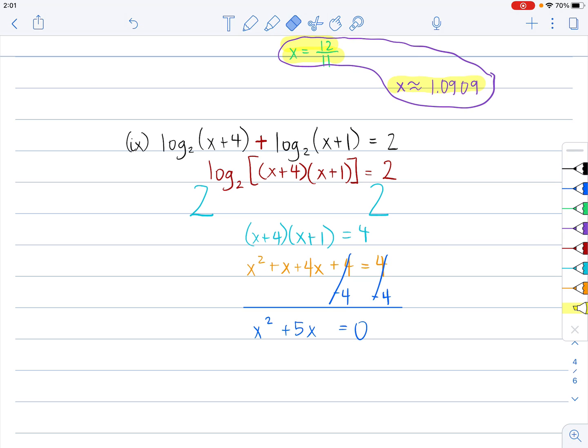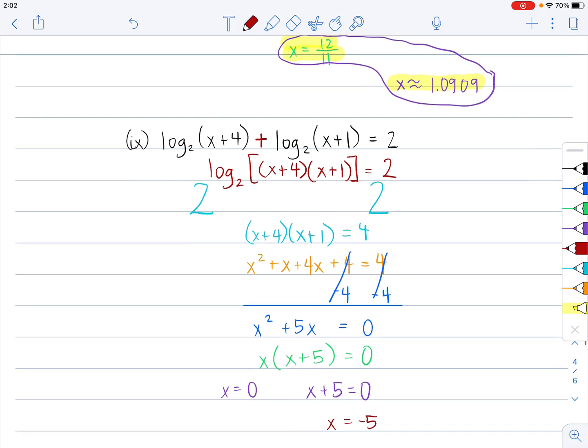And when we only have 2 terms, especially when we have 2 terms and we're solving, we need to look for a GCF first. x squared and 5x do have a GCF. Their GCF is x, which is x times x plus 5 equals 0. And then I set each factor equal to 0 and finish solving. x equals 0 and x equals -5.